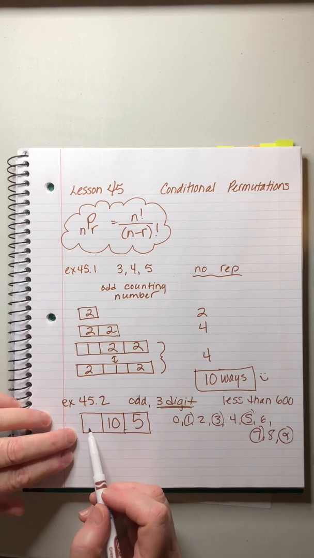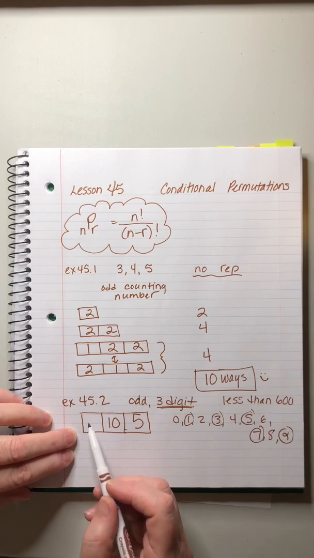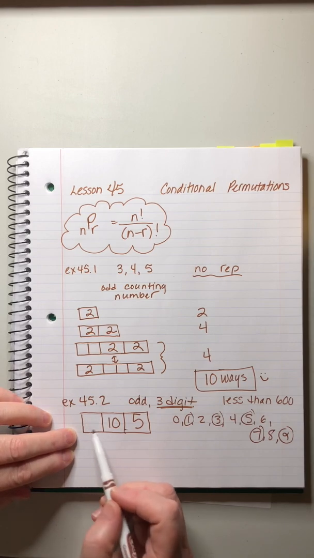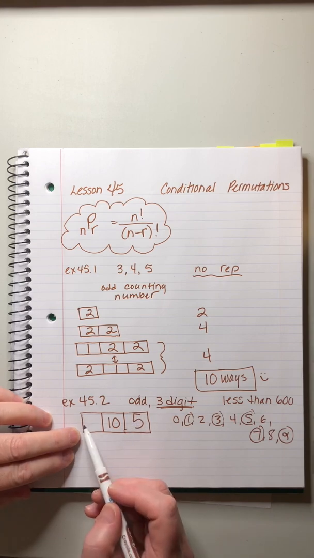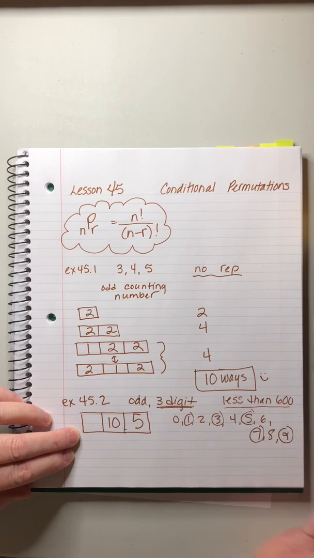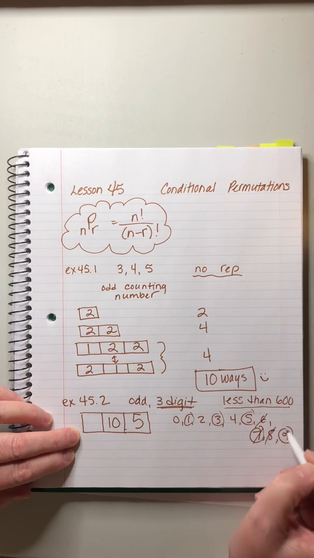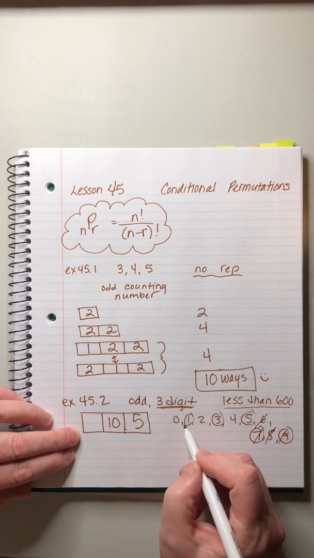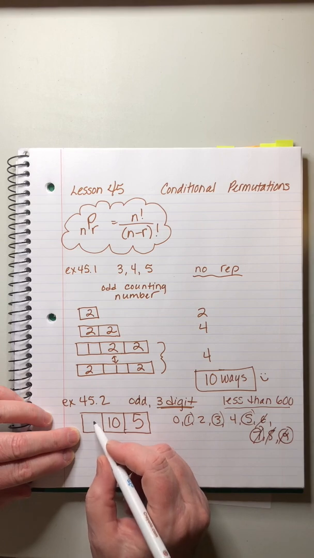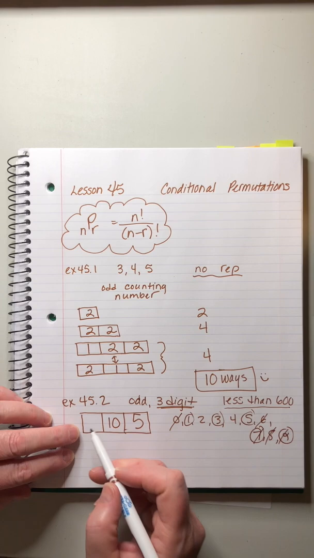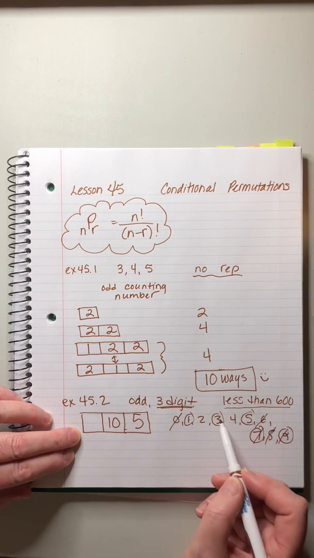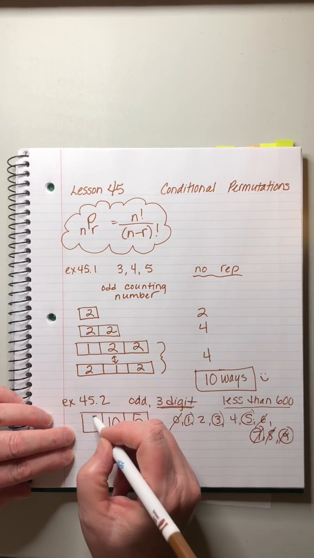Now, what about in the hundreds place? We can put anything. The digit in the hundreds place does not affect whether it's odd or even. But we have to take this into mind. It has to be less than 600. So that means we can cross out 6, 7, 8, and 9. We also cross out 0 because if we had a 0 here, then it wouldn't be a 3-digit number anymore, right? So that means our choices for this first box are 1, 2, 3, 4, and 5. That's 5 of them.